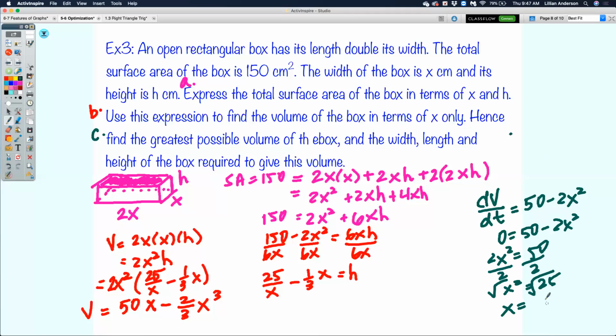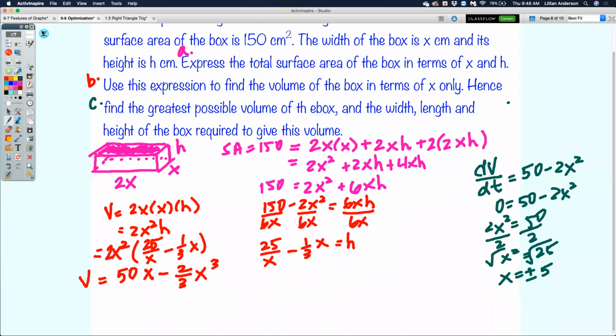5. Yes, positive 5. Yes, that also, plus and minus 5, okay? Don't forget, when you're solving quadratic equations and you have to take the square root, it always produces a positive and a negative value. But remember, we are talking about x, which represents the width of a box. Can a width be negative? No, it cannot. So our answer that we want to definitely make sure we use is 5.